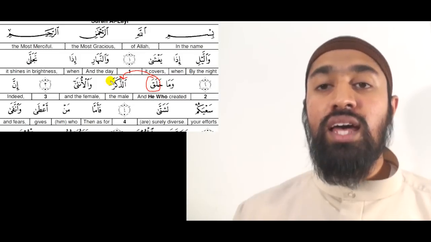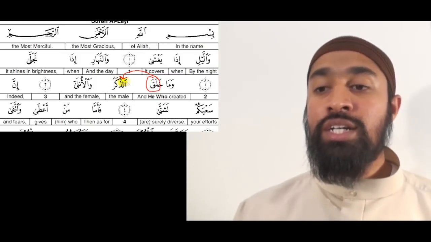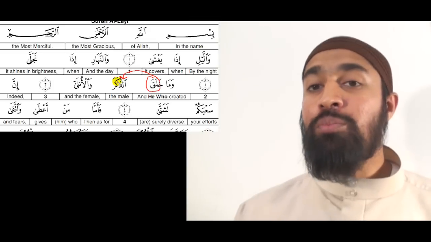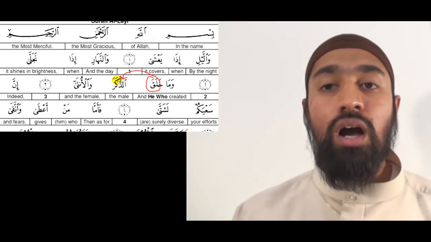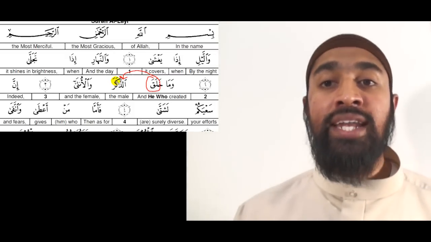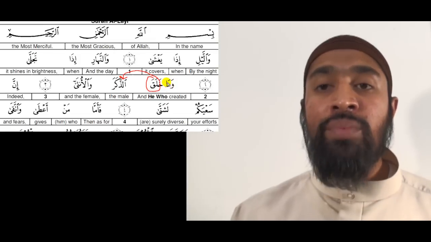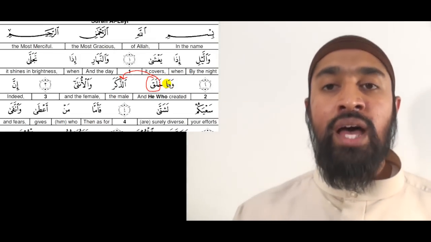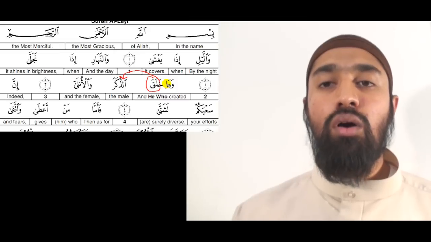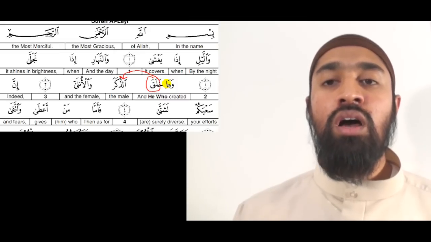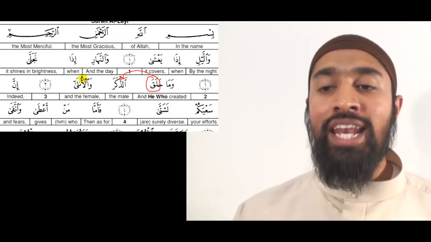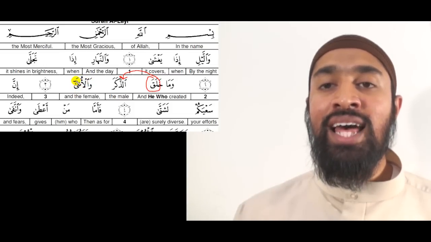Dhal is light, tip of the tongue at the edge of the top teeth. Kaf is light, but remember not to say the ka with a heavy sound. You hear the ah sound? It's an ah sound, like in cat. Wama khalaqa dhakara wal-untha.